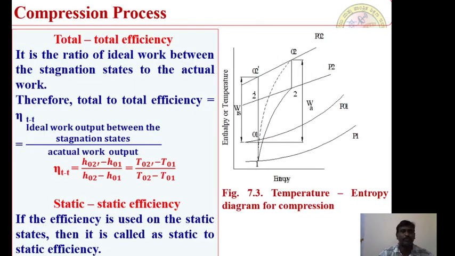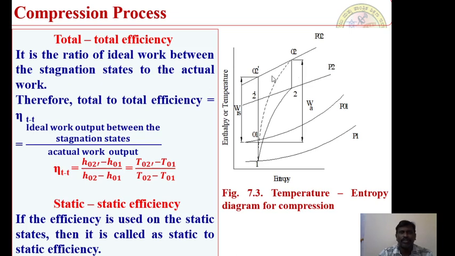Now when you see this compression process, you are all seeing the enthalpy or temperature entropy diagram in this case. So with the usual state conditions, P1, P2 are the two static pressures, and P01 and P02 are the two stagnation pressure conditions. The representation of the compression process has been done between the static states 1 and 2 and between 0, 1 to 0, 2, between the two stagnation states.